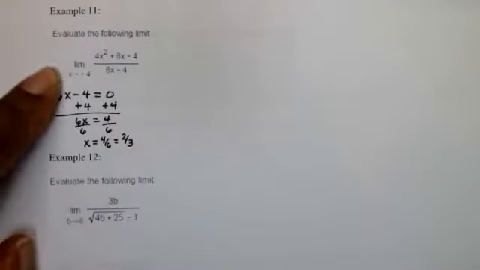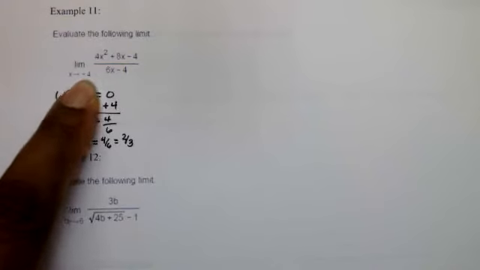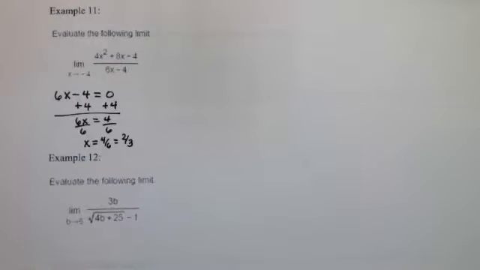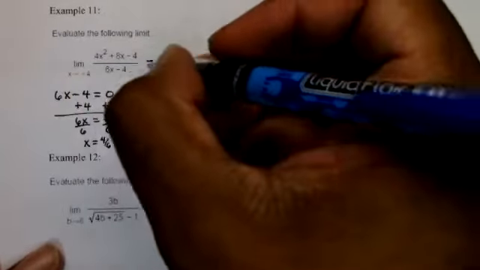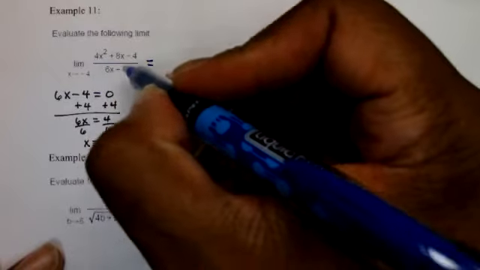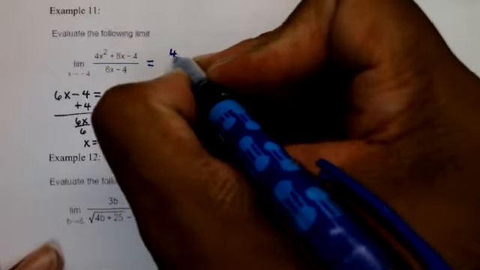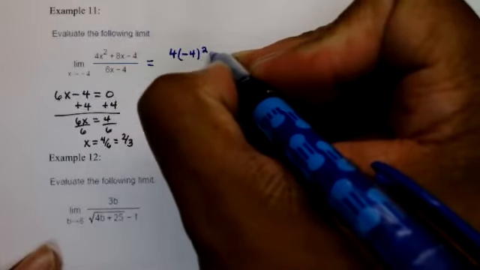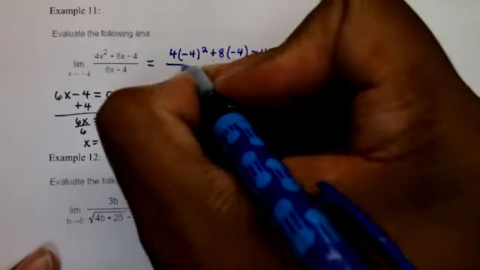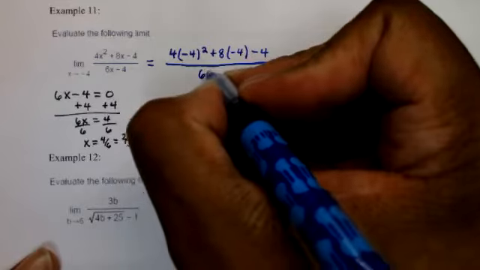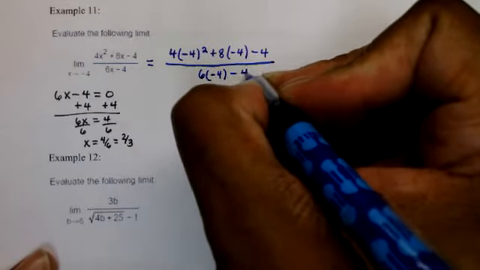Okay, and we're taking the limit as x approaches negative 4. So we know we're not going to get a 0 in the denominator. Only time you get a 0 in the denominator is when x is equal to 2/3. So in this case here, we can do the direct substitution. So let's just go ahead and substitute each x in this function with -4. So it'll be 4 times x, which is -4, and that's squared, plus 8 times -4 minus 4. All divided by 6 times x, that's -4 minus 4.